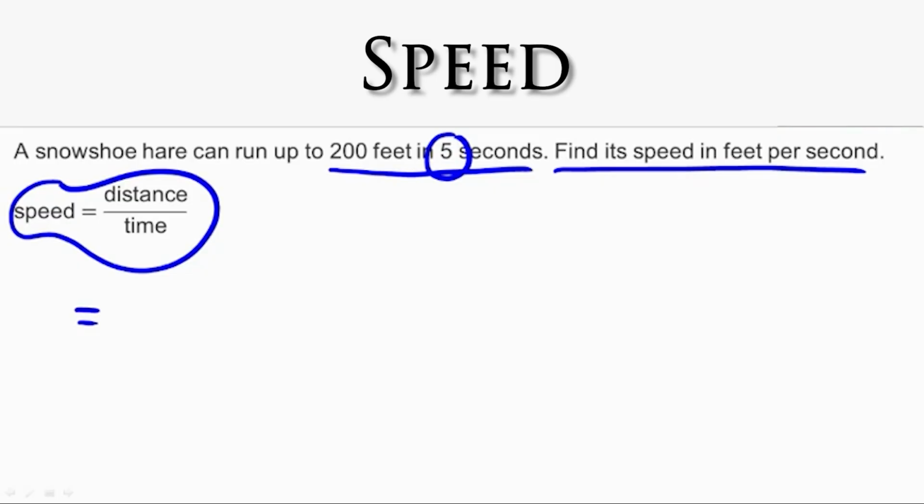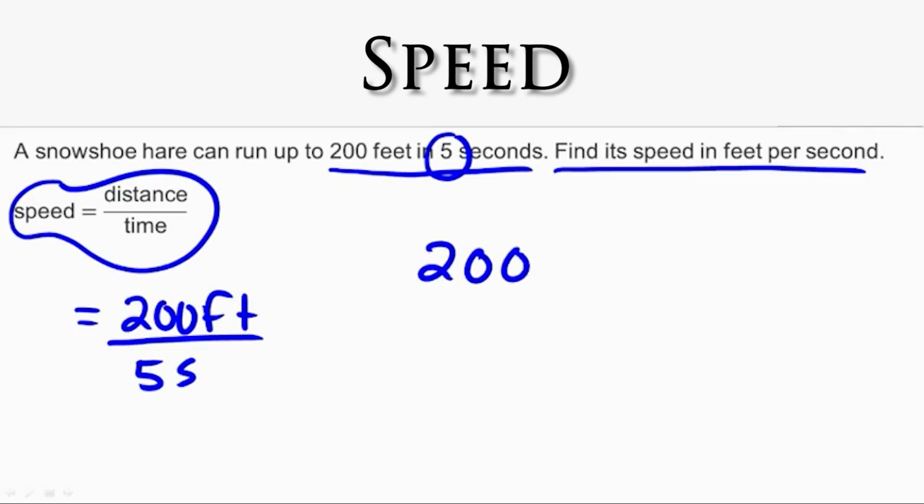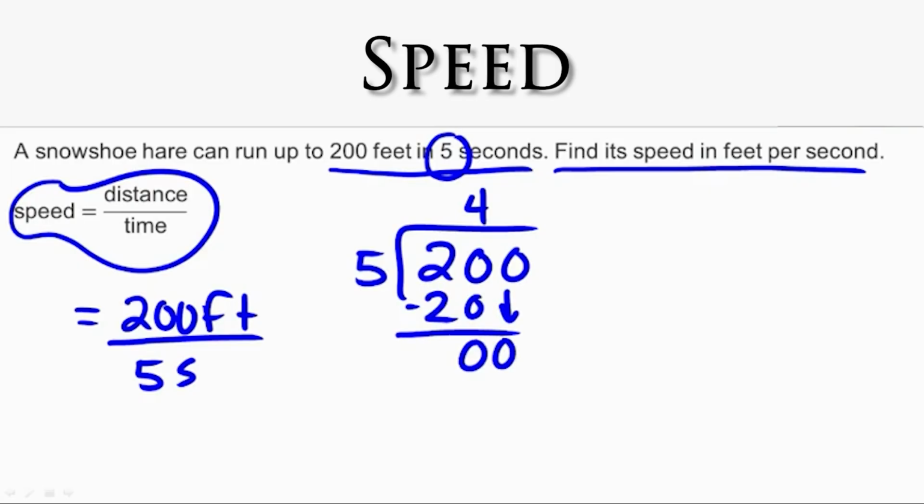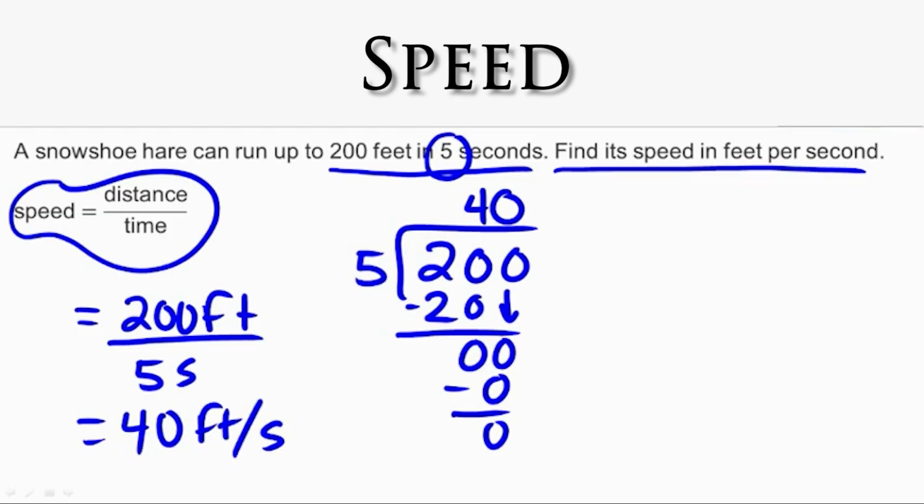Speed is equal to the rate of distance to time. The distance is 200 feet compared to the time of 5 seconds. So we need to divide the distance by the time since the time is not equal to 1. So we take 200 and we divide it by 5. 5 goes into 20 4 times. That's 20. Subtract, 0. Bring down 0. 5 times 0 is 0. Subtract, bring down. So what does that tell us? It tells us that the snowshoe hare can run at a speed of 40 feet per second. So this is how you express speed as a unit rate.